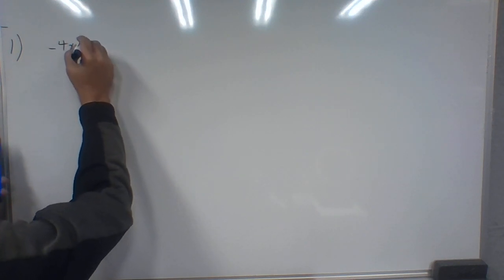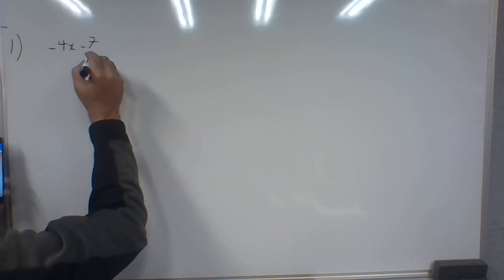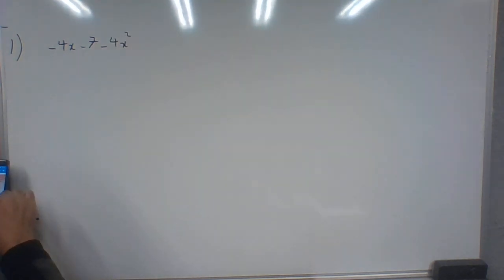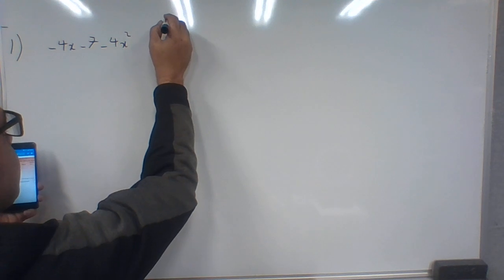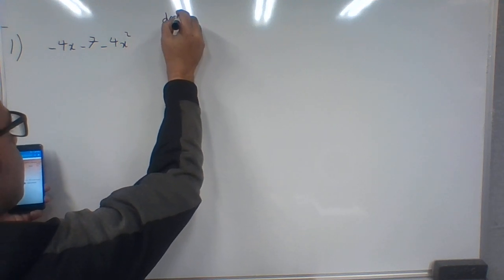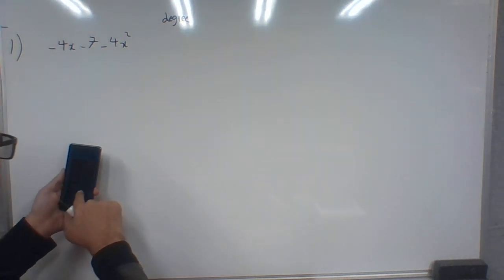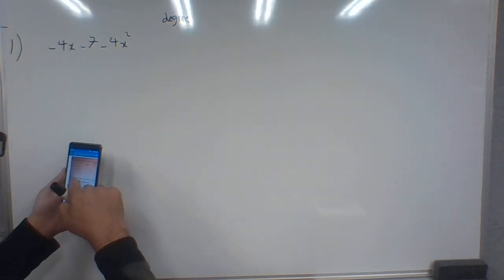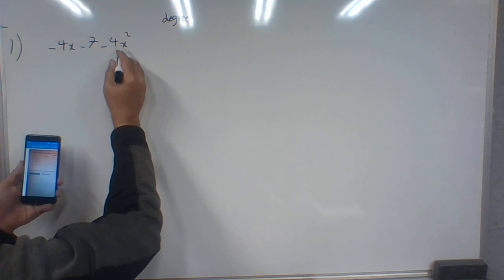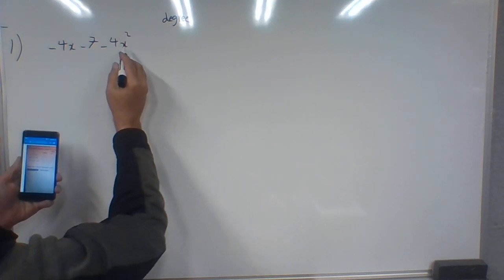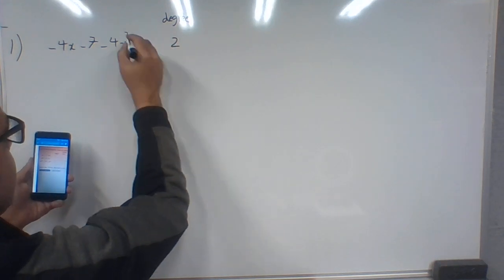The first one is negative 4x, negative 7, negative 4x2. Okay, well, first the degree. The degree is the highest degree of the variable. So x2 is the highest degree because this is x, this is 1. So x2, so the degree is 2, the highest degree.